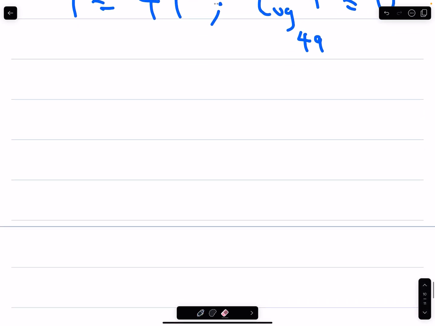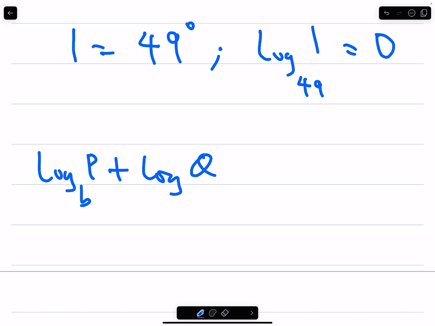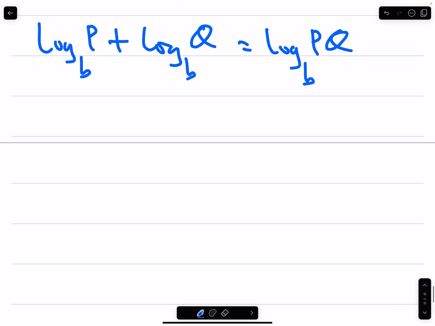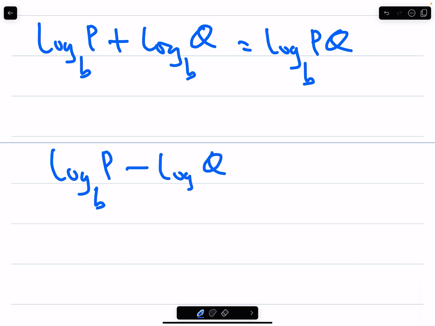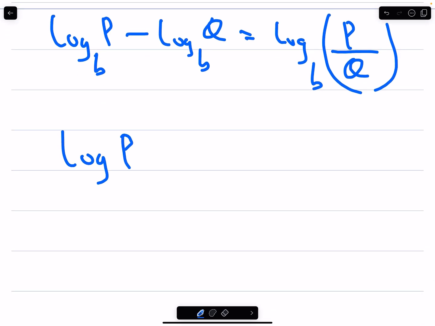Now let's go to the laws of logarithms. The first one is, in no particular order, log p base b plus log q base b equals the log of p times q base b. And this is the next one, log p base b minus log q base b is the same as log p over q base b.